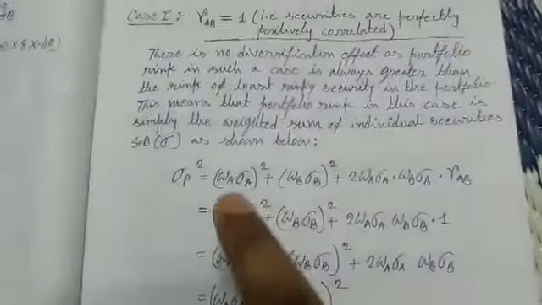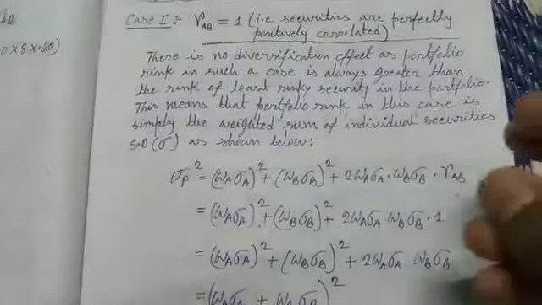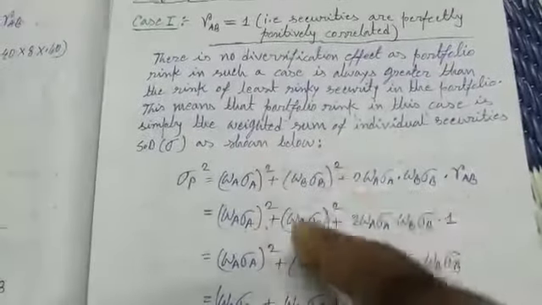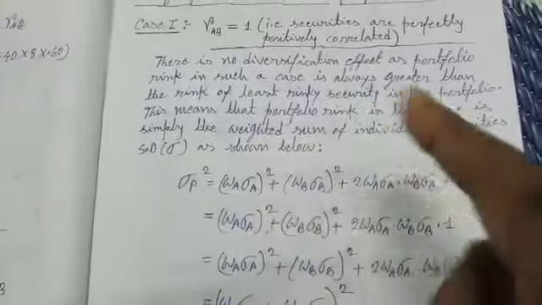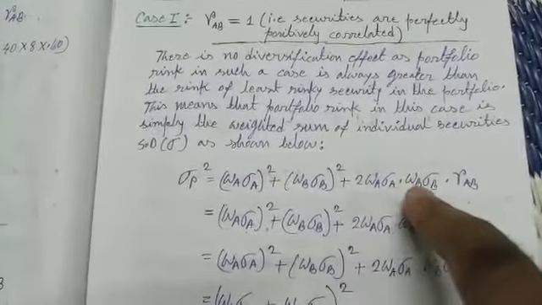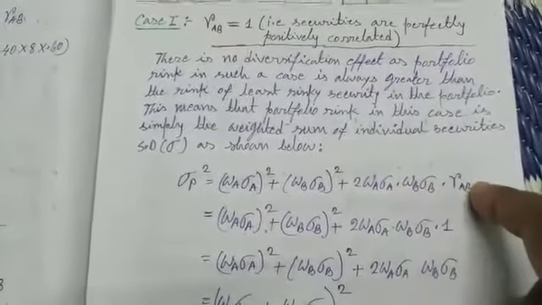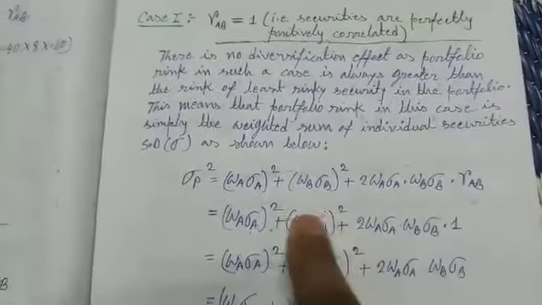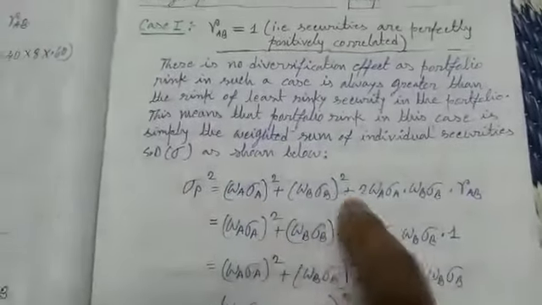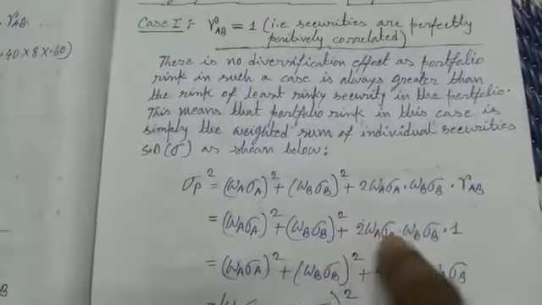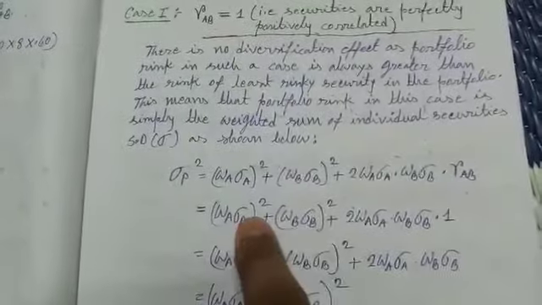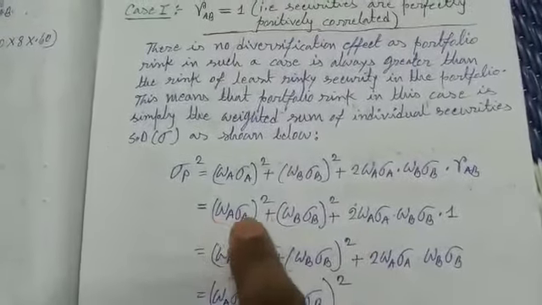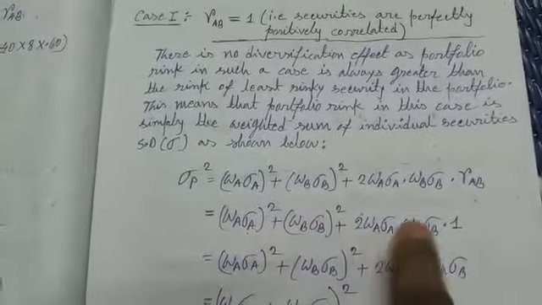Now, we know that in case of the two securities portfolio, the portfolio variance is equal to WA into sigma A whole square plus WB into sigma B whole square plus 2 WA into sigma A into WB into sigma B into RAB. Here RAB equal to 1, so in place of RAB we have to put 1, then it will take shape of A square plus B square plus 2AB. Here A is WA into sigma A, B is WB into sigma B.